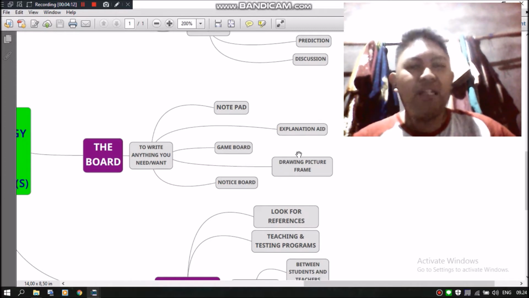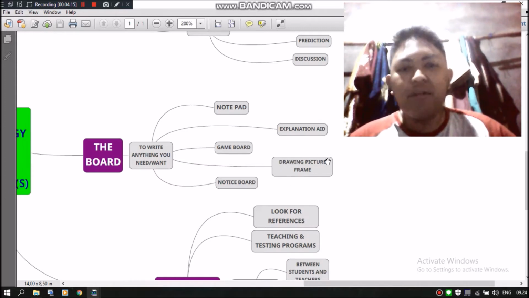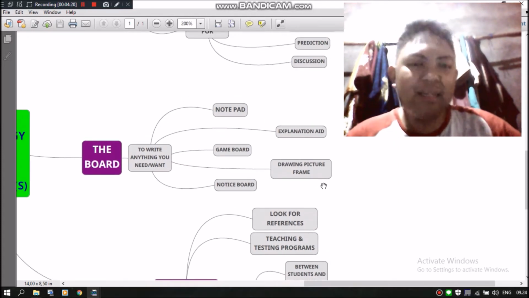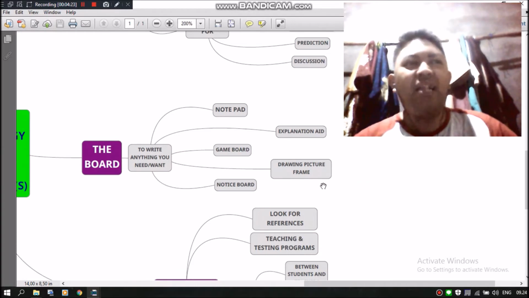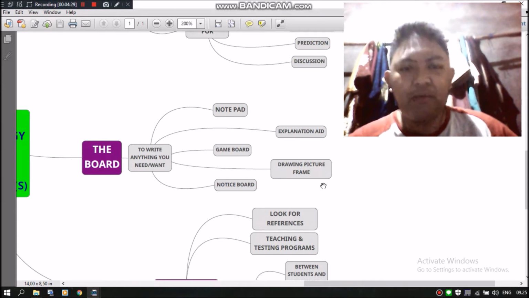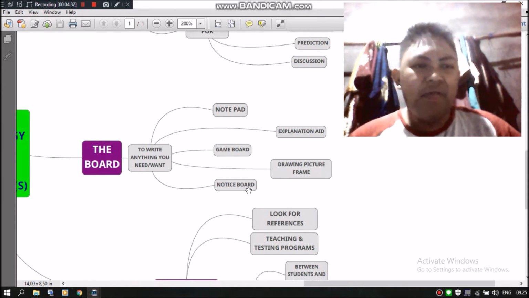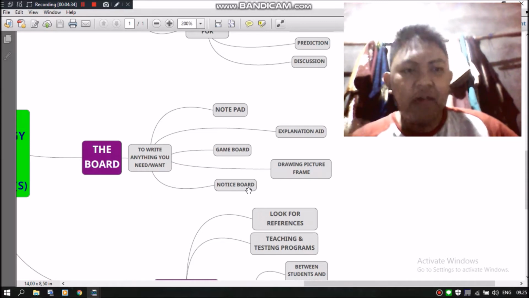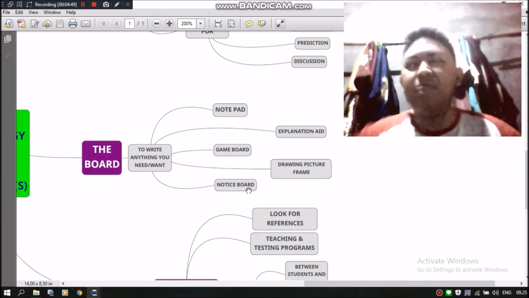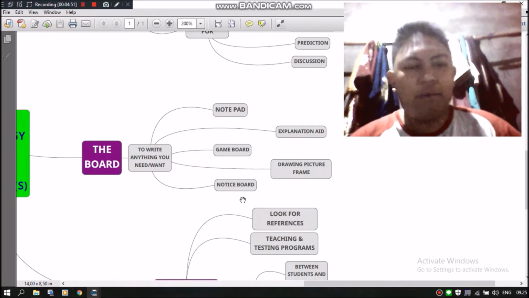And if you have good artistic skills, you can also use the board for drawing picture frames. If you don't have any sort of artistic skill, don't. You risk being laughed at in front of the classroom by your students. And lastly but not least, we can use the board as a notice board. For example, when we assign a middle test, we can write on the board that the test will end in 15 minutes.